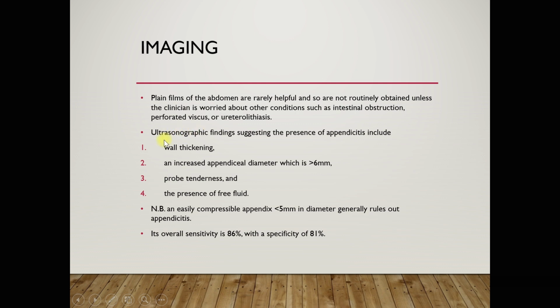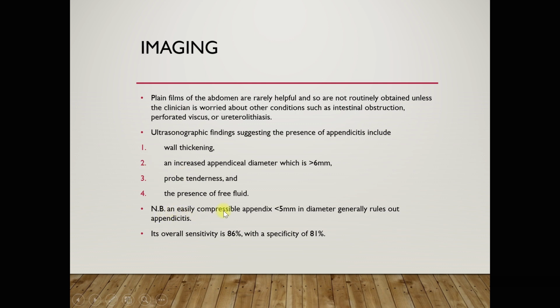The other is ultrasound. Ultrasonographic findings suggestive of appendicitis include wall thickening and an increased appendiceal diameter above 6 millimeters, because the normal diameter of the appendix is less than 6 millimeters. So if the diameter is increased above 6 millimeters, the likelihood of appendicitis is high. The other is probe tenderness: when we apply a probe on the location of the appendix, our patient feels pain, which means tenderness. The other is the presence of free fluid in the peritoneal cavity or at the site of the appendix.